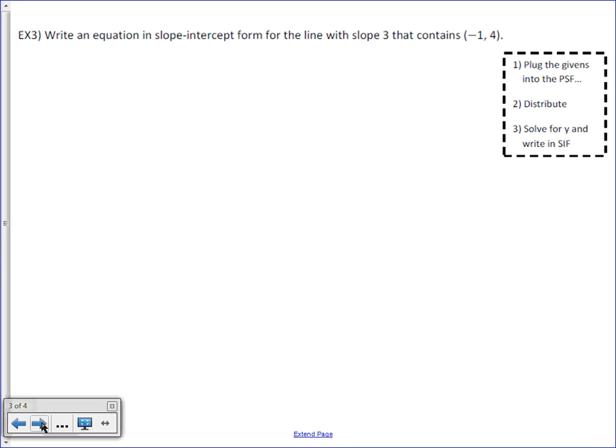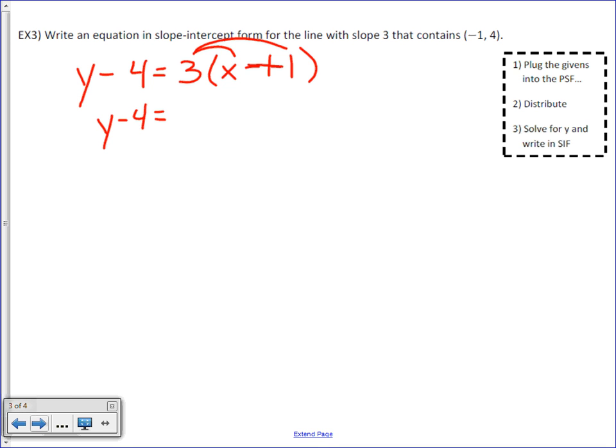The next type of problem is going to be one like this, where you have the slope and you have a point. We want to write the equation in slope-intercept form. Now, the directions are over on the right. Okay, we want to plug in the givens into PSF, point-slope form. So we're going to go like this. We're going to go y minus the y value from that point. Now, remember the y value is always the second one. So I'm going to go y minus 4 equals m. M is 3. x minus the x value is a negative 1. Now, remember, two negatives make a positive. So I get y minus 4 equals, distributing my 3 to each thing inside here, I get 3x plus 3.